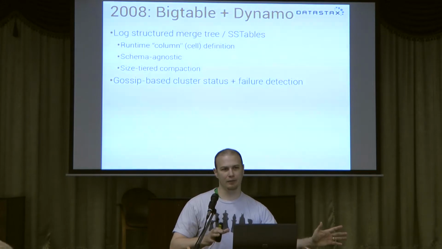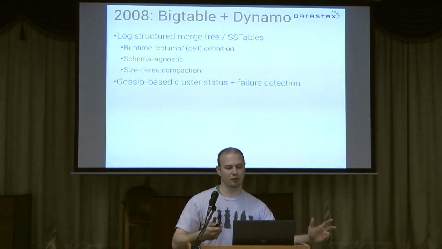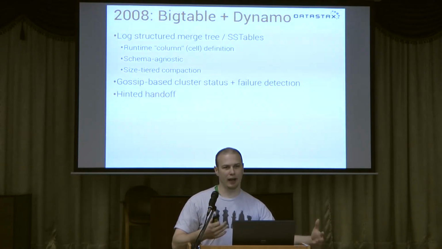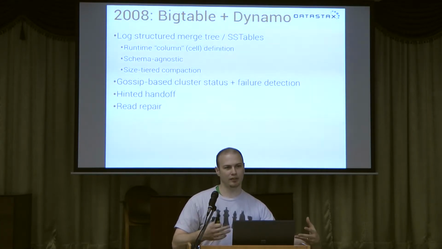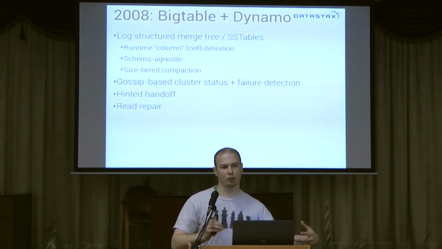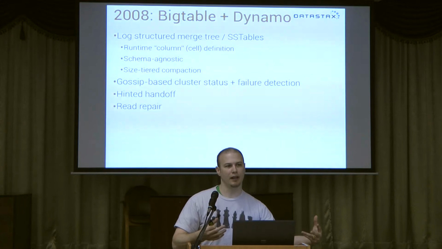From the Dynamo implementation, we took the ideas of gossip-based cluster management and failure detection. We also took an idea called hinted handoff, which means that if a node in the cluster is down, we will save the updates that it misses and replay them to it later. And also a process called read repair, which means that we'll also check at read time. When I read a row, I'll compare the versions on the different replicas, and if any of them are out of date, I will repair it with the most recent version at read time. So we have a combination of eager repair as well as lazy repair. And it's configurable which one you want to emphasize.